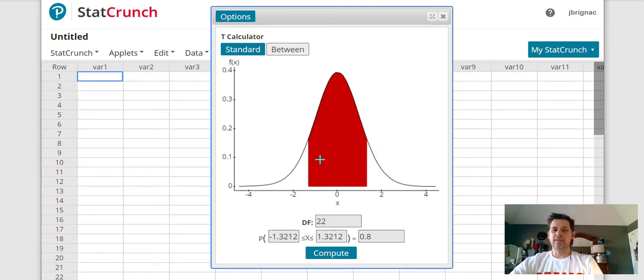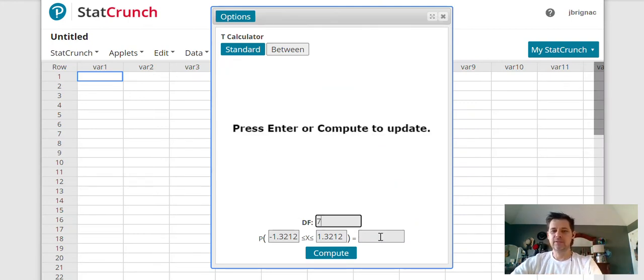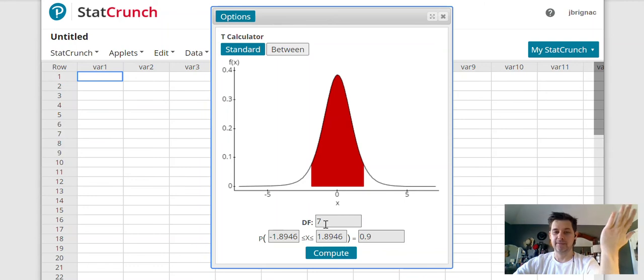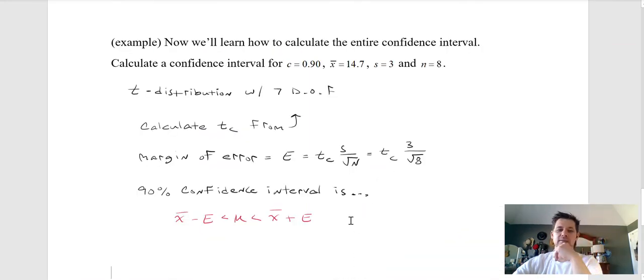90% confidence, 7 degrees of freedom. So I'm going to open my calculator on StatCrunch again. 7 degrees of freedom, 90% confidence. That's how I would put that in. 7, 0.9. And it says 1.8946. Okay, that's my critical number right there, 1.8946. So that is this TC number.